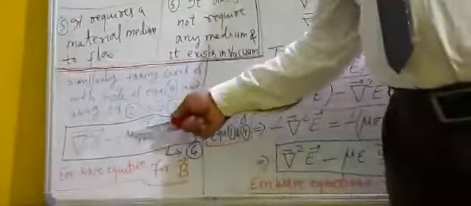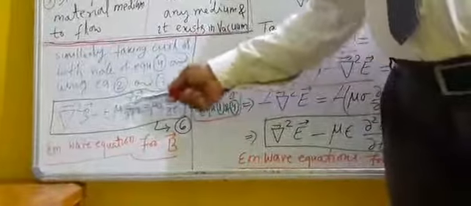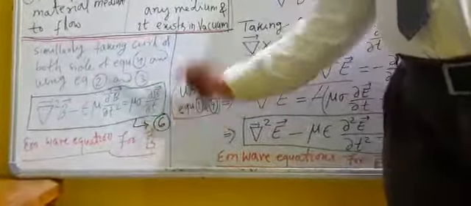What is the difference between equations 5 and 6? In equation 5 all three terms are E terms, and in equation 6 all three terms are B, the magnetic field. That's why it is called the equation for B. Then come to case 2.